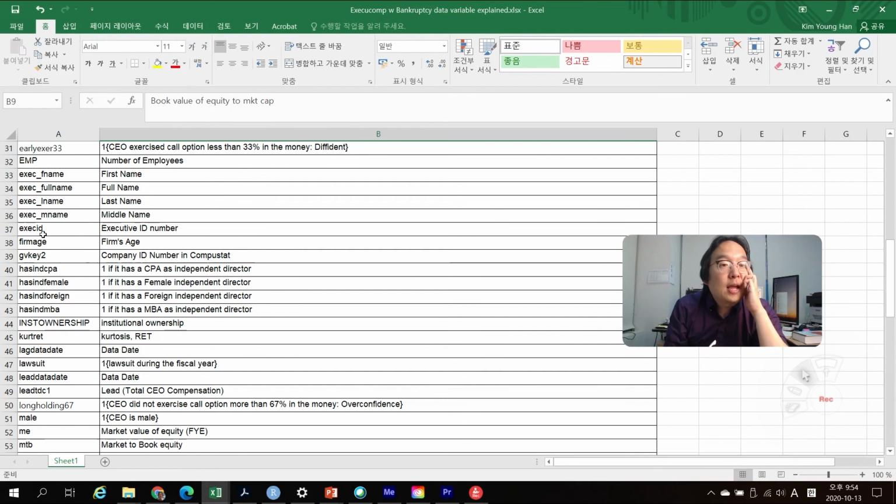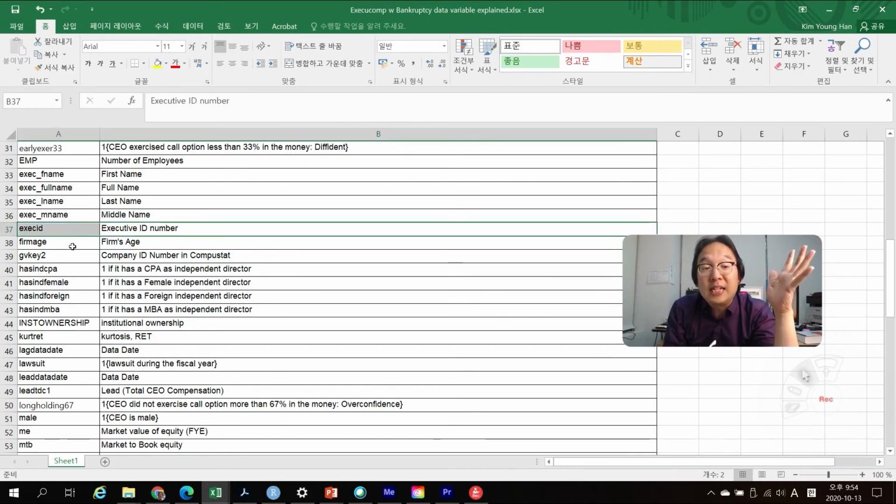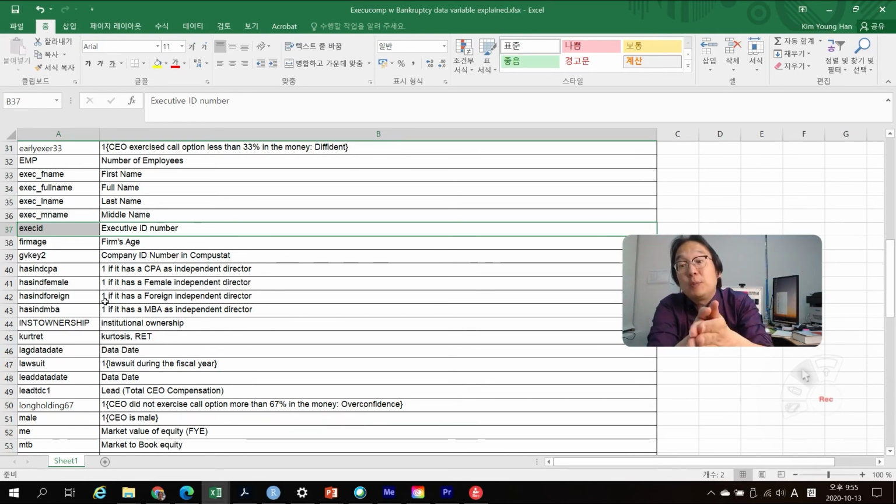And then exec ID, that's the executive ID, the CEO's identification number. How is it different from corporate role? Corporate role is the ID for the match of one exec with one company. The thing is, Steve Jobs is not only the CEO of Apple, but used to be the CEO of another company called what?